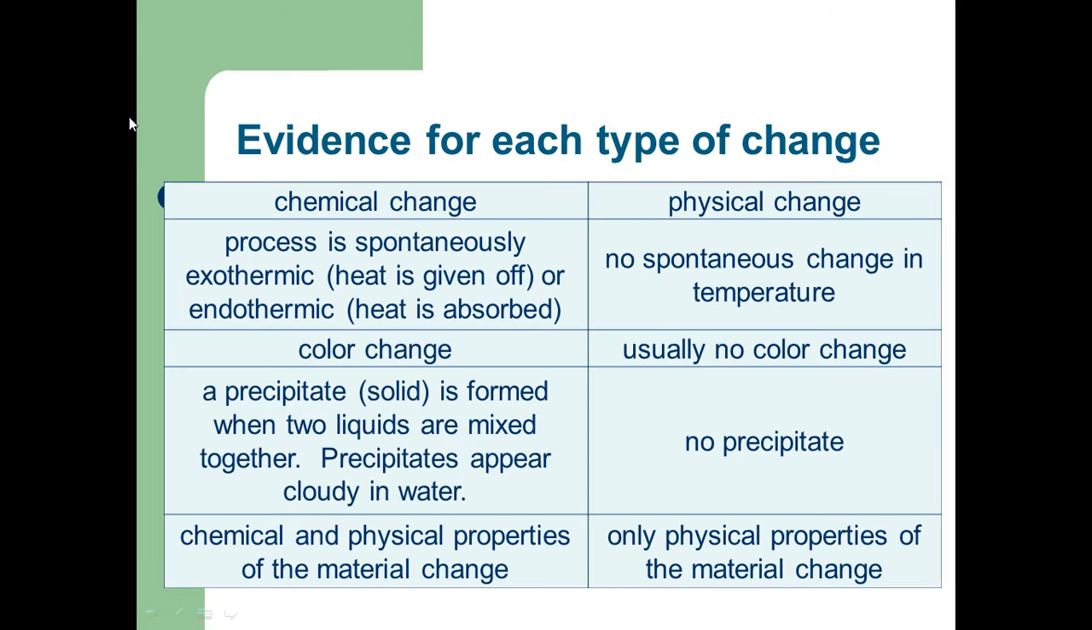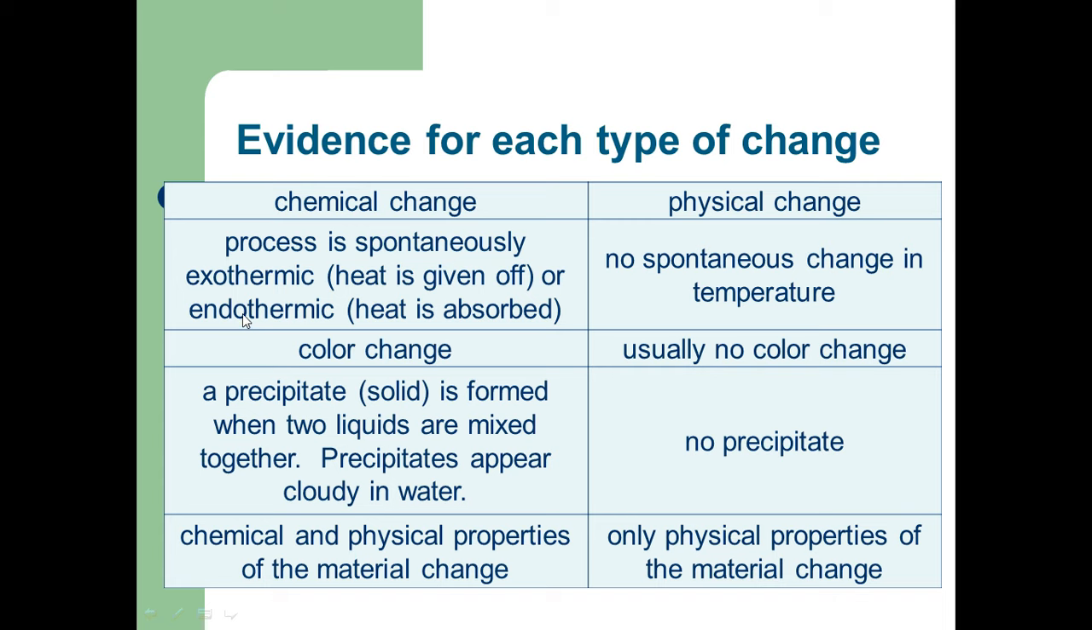So here's a nice summary chart. You could pause the video, make notes of this. A couple more vocabulary words. So evidence for each type of change, a chemical change. This is going through a little bit more like the temperature. So the process is spontaneously exothermic, meaning the temperature increases, it's heating up, or endothermic, where heat is being absorbed. Those are some of the scientific words we talked about for changes in temperature. So exothermic is hot to us, and endothermic is cold to us.